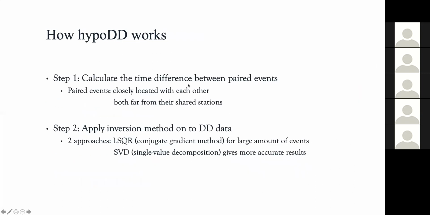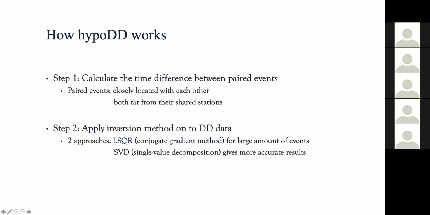Okay, so let's talk about how HypoDD works. This program first finds paired events, like event I and event J, and calculates their arrival time difference. Paired events, as I talked about before, should satisfy the assumption that they are closely located with each other and far from the station. The second step is to apply the inversion method on our data model and get the parameters of the hypocenters.